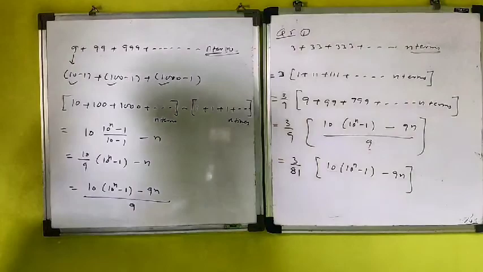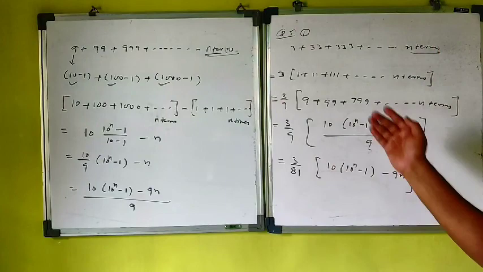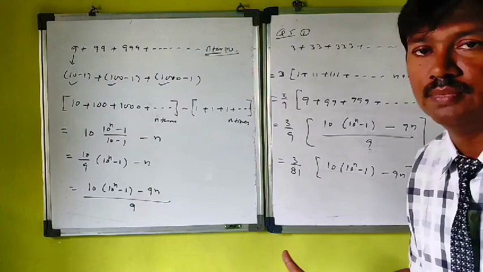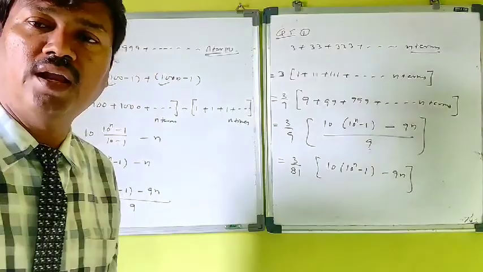So that is for 333. Suppose it's 555, what happens? It becomes 5 upon 81. 666 becomes 6 upon 81, but the bracket remains as it is. So remember, this is a very easy concept, but you should know how to do it. We should know the technique of this. If you know the technique, then it becomes very easy.